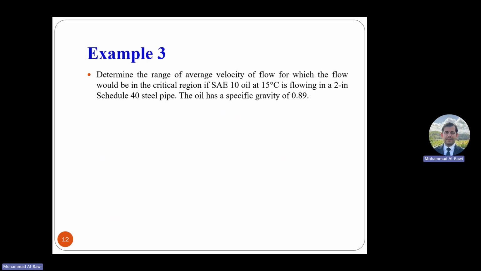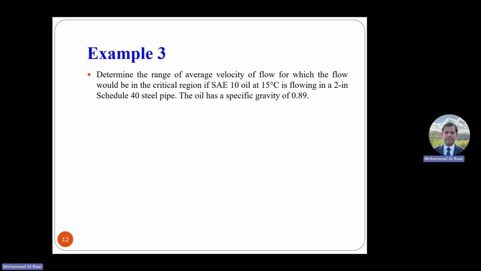Another example: determine the range of average velocity of flow for which the flow would be in the critical region if E10 oil at 15 degrees Celsius is flowing in a 2-inch schedule 40 steel pipe. The oil has a specific gravity of 0.89. Again, if you see those dimensions, 2-inch schedule 40 steel pipe, don't worry, we have the appendix for them to work and convert them in SI units.